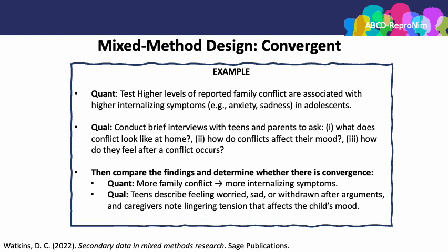Here's a quick example of what this could look like with the ABCD data set if you're proposing a convergent design. With your quantitative data in the ABCD data set, you would want to test whether higher levels of reported family conflict are associated with higher internalizing symptoms. In other words, depression and anxiety in adolescents.